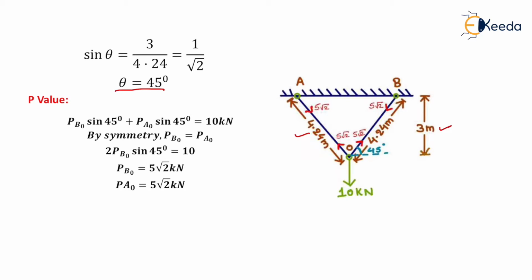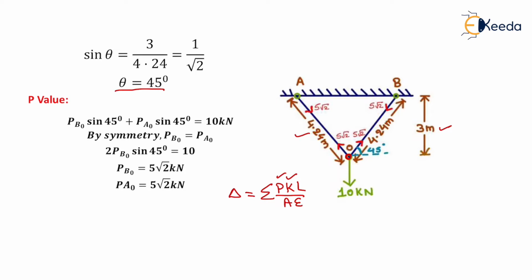Now we know that for the calculation of deflection, the formula is summation of PKL upon AE. A, E and L are already given in the question. We need to determine the value of P and K. For the determination of the P value, we will just take the equilibrium of joint O.